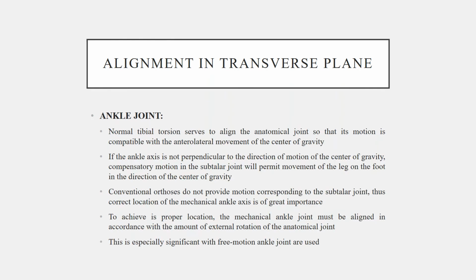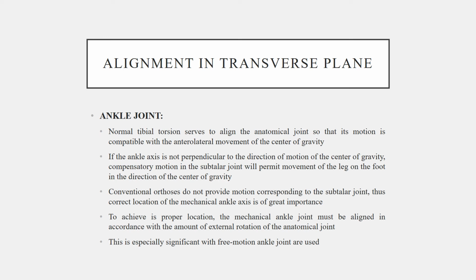Ankle joint. Normal tibial torsion serves to align the anatomical joint so that its motion is compatible with the anterolateral motion of the center of gravity. If the ankle axis is not perpendicular to the direction of motion of the center of gravity, compensatory motion in the subtalar joint will permit the motion of the leg on the foot in the direction of the center of gravity. Conventional orthoses do not provide motion corresponding to the subtalar joint. Thus, correct location of the mechanical ankle axis is of great importance.